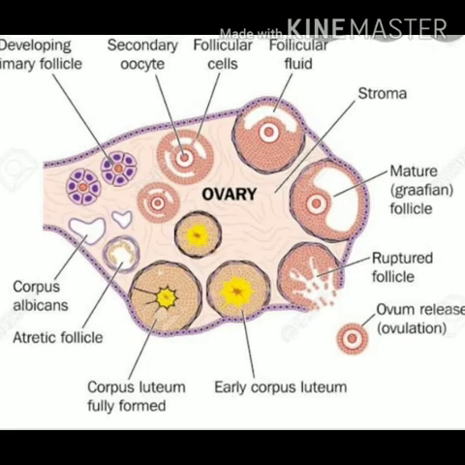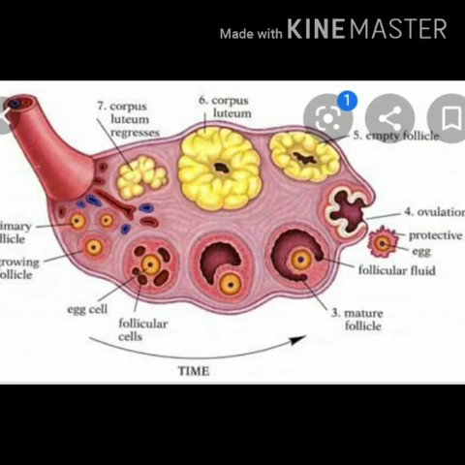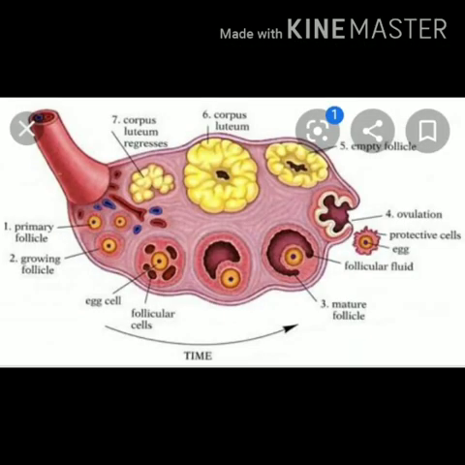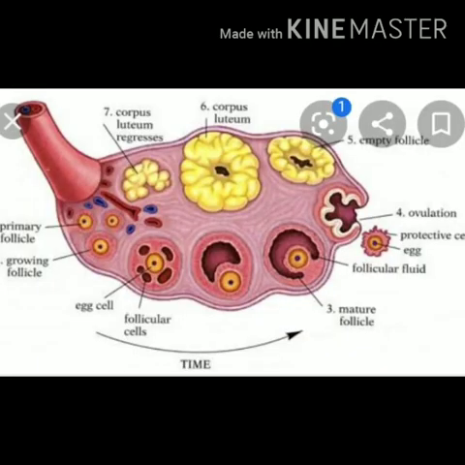The remnant of the Graafian follicle is a yellow mass of tissue called the corpus luteum. Normally only one egg matures every month, alternately from each ovary. So actually these are the structure of the mature ovary and also ovulation.